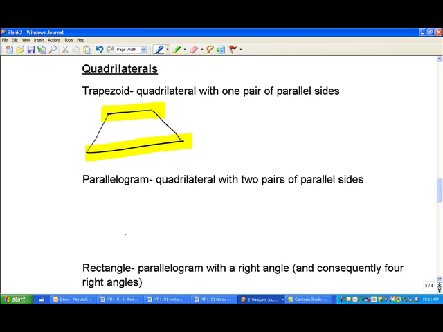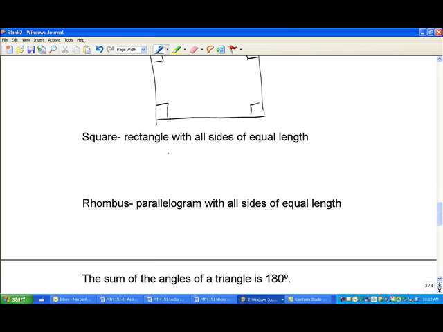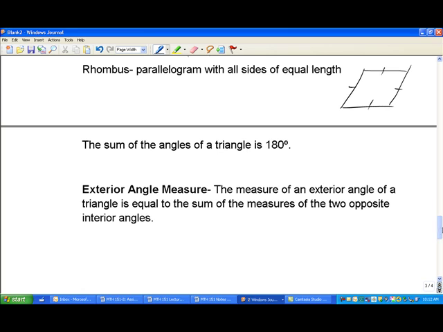If you have both pairs of sides parallel, you have a parallelogram. If you have a parallelogram where one angle, which forces all the other angles to be right angles, you end up with a rectangle. So it's a special type of parallelogram. A square is a rectangle, so it also has right angles, where all the sides have the same measure. A rhombus is a parallelogram where all the sides have the same measure. So a square is a special rhombus.